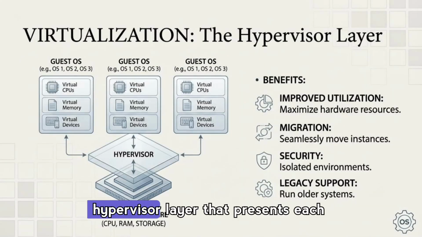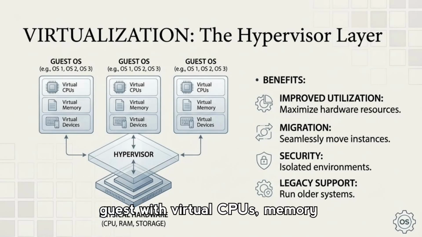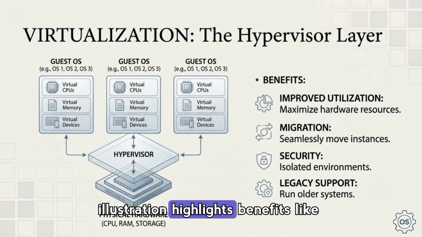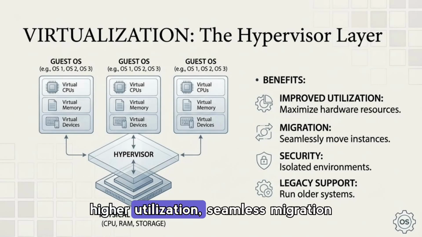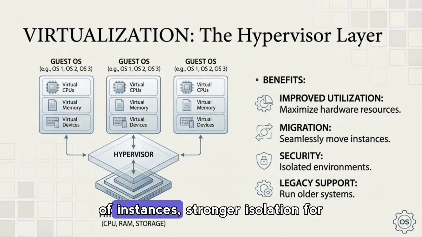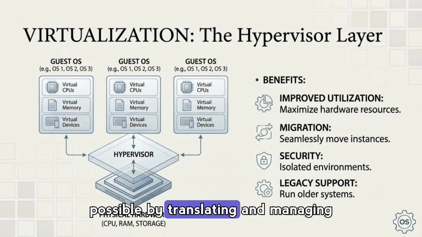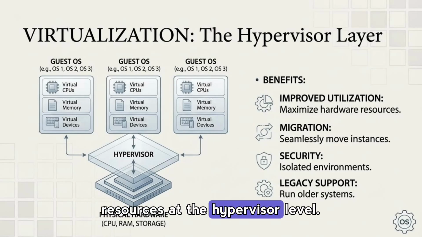Virtualization introduces a hypervisor layer that presents each guest with virtual CPUs, memory, and devices, while multiplexing the real hardware beneath. The illustration highlights benefits like higher utilization, seamless migration of instances, stronger isolation for security, and legacy support for running older systems, all made possible by translating and managing resources at the hypervisor level.